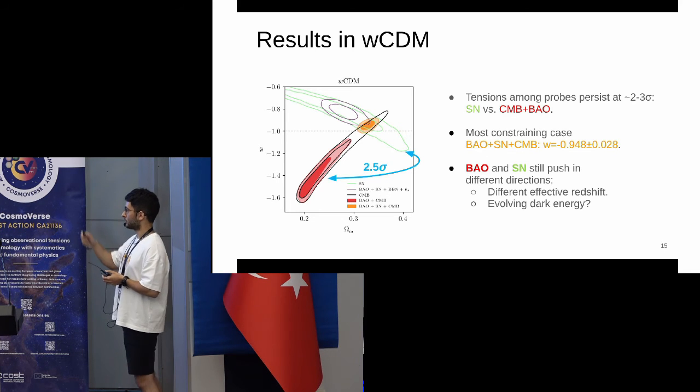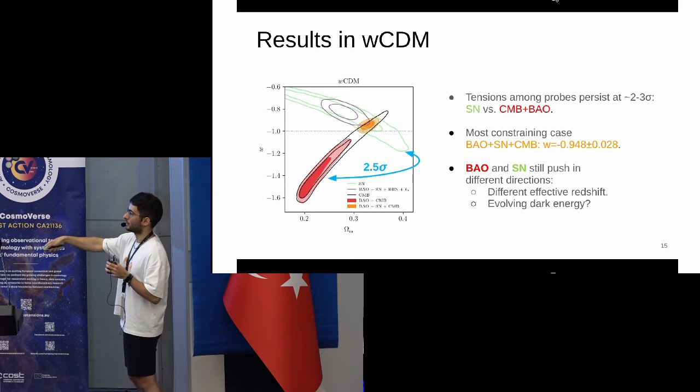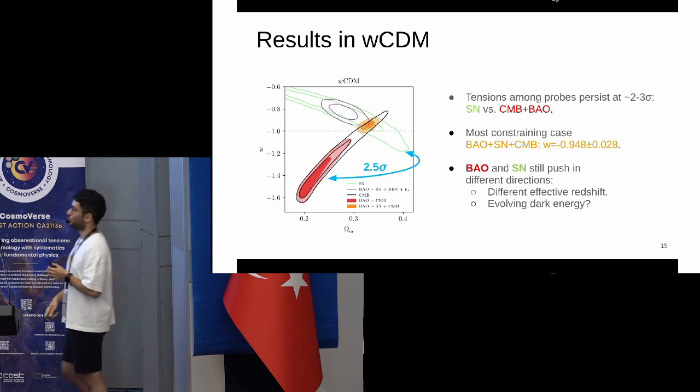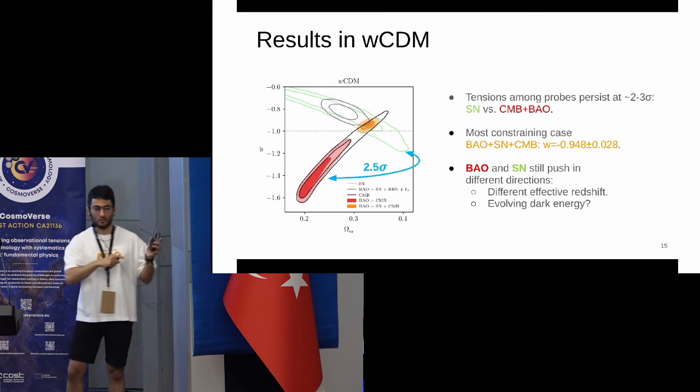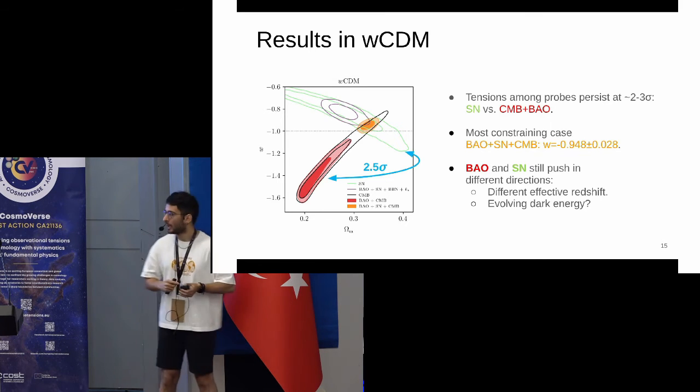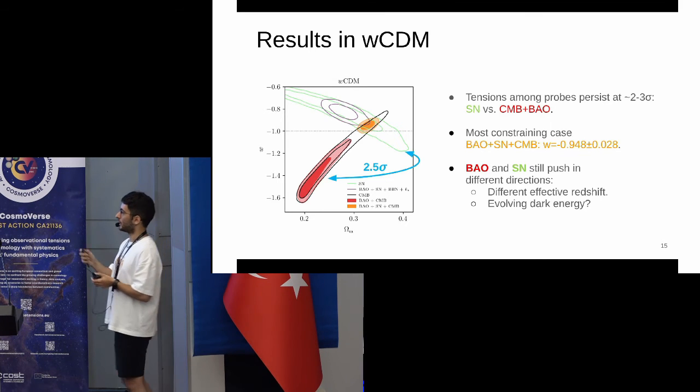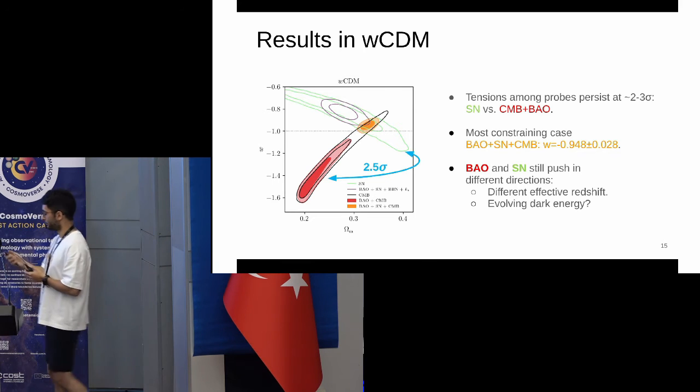Our most constraining case is a combination of Ia supernova and CMB, even though we're combining two things that are a little bit inconsistent, but we are aware of that. And we find that this result is consistent with Lambda CDM, but again, we are combining things that are in clear tension. So we find similar results to Lambda CDM and K Lambda CDM in the sense that BAO and supernova are still pushing in different directions of the parameter space.